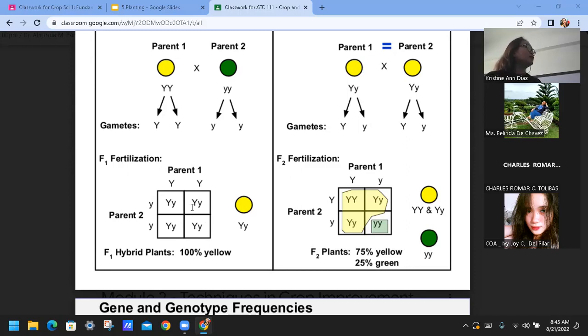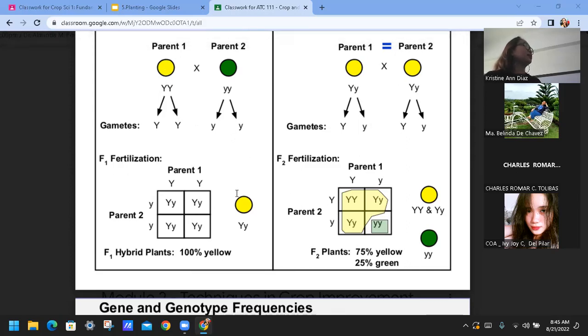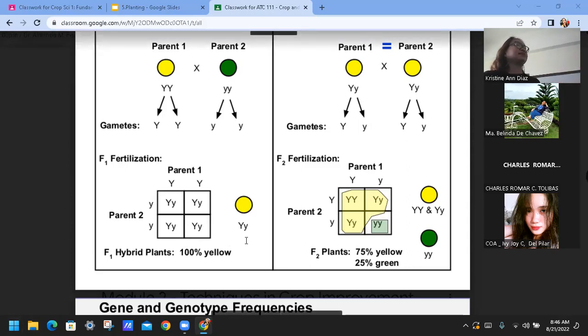So, therefore, all of them will look yellow, because the capital Y, whether single or mixed, will show the yellow genotype. Although the seeds are yellow and green, the yellow is dominant. So the result is that 100% of the offspring will bear yellow seeds.